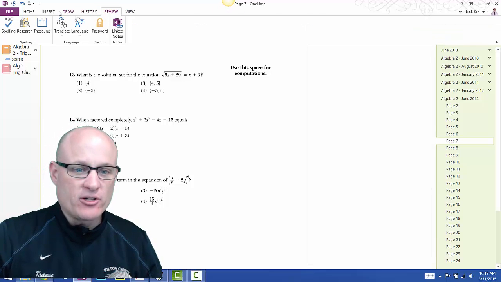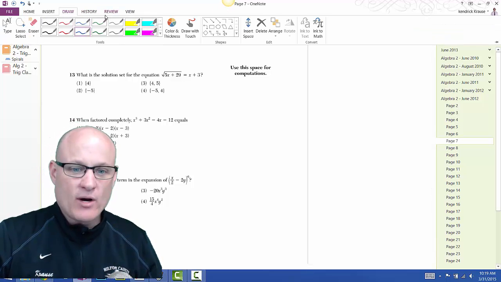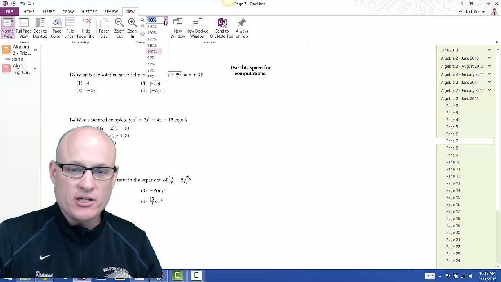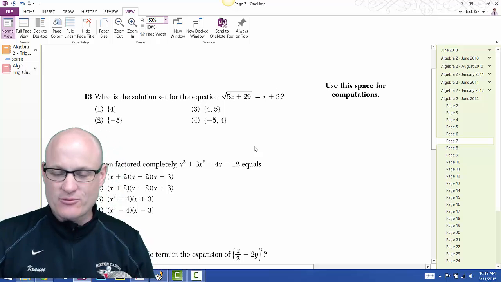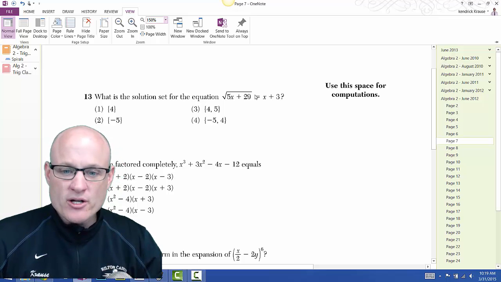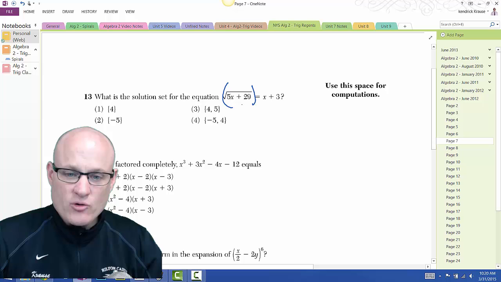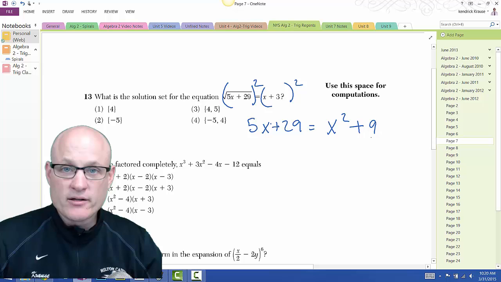I'm going to show you two ways to do this problem. I'm going to show you the cheating way, and then I'm going to show you the cool way. First we're going to do it the math way. In order to solve these, you have to square this, and square this. So on this side, I get 5x squared plus 29. And on this side, I get x squared plus 9, correct?